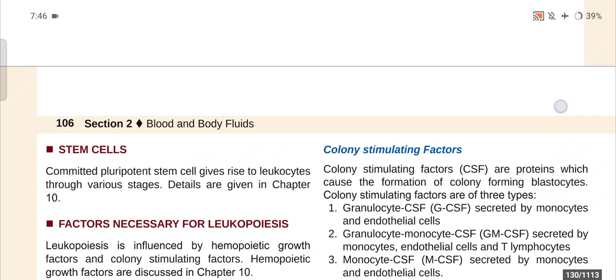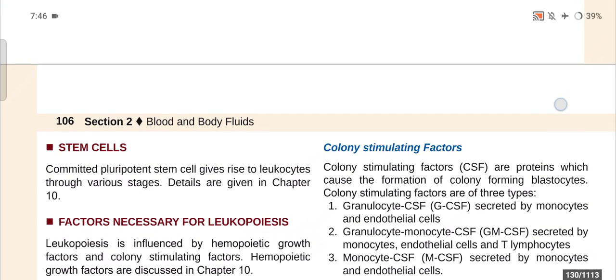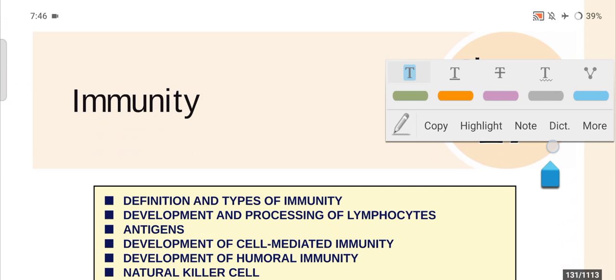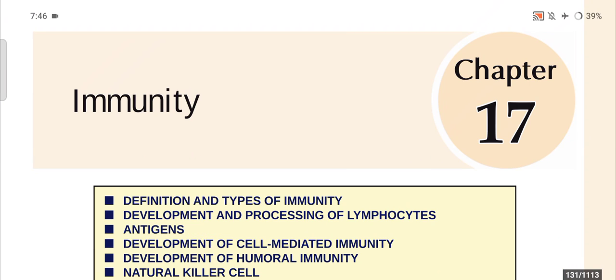So today we have covered the functions of WBC. In the previous video we completed the neutrophil and eosinophil, and in this video we have covered the basophil, then the lymphocyte and monocyte, and now leucopoiesis is also discussed. In the next video we'll try to discuss an important part of physiology, that is immunity.